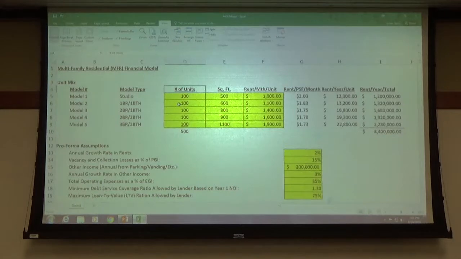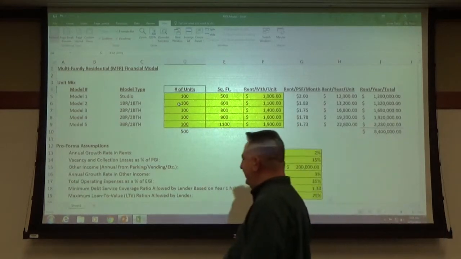Can you read that from back there? Yeah, I don't even have my glasses on. Well, I have to do it. Bottom left is maximum loan value. Yeah, that'll work. Kind of guessing.